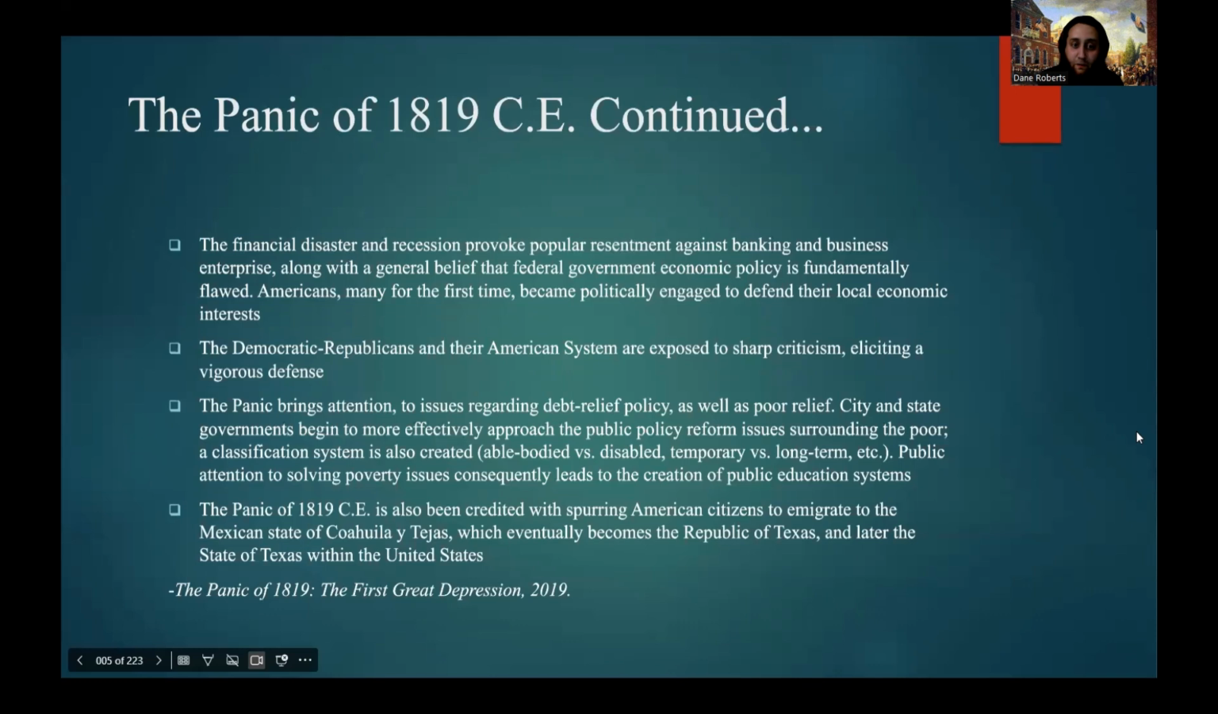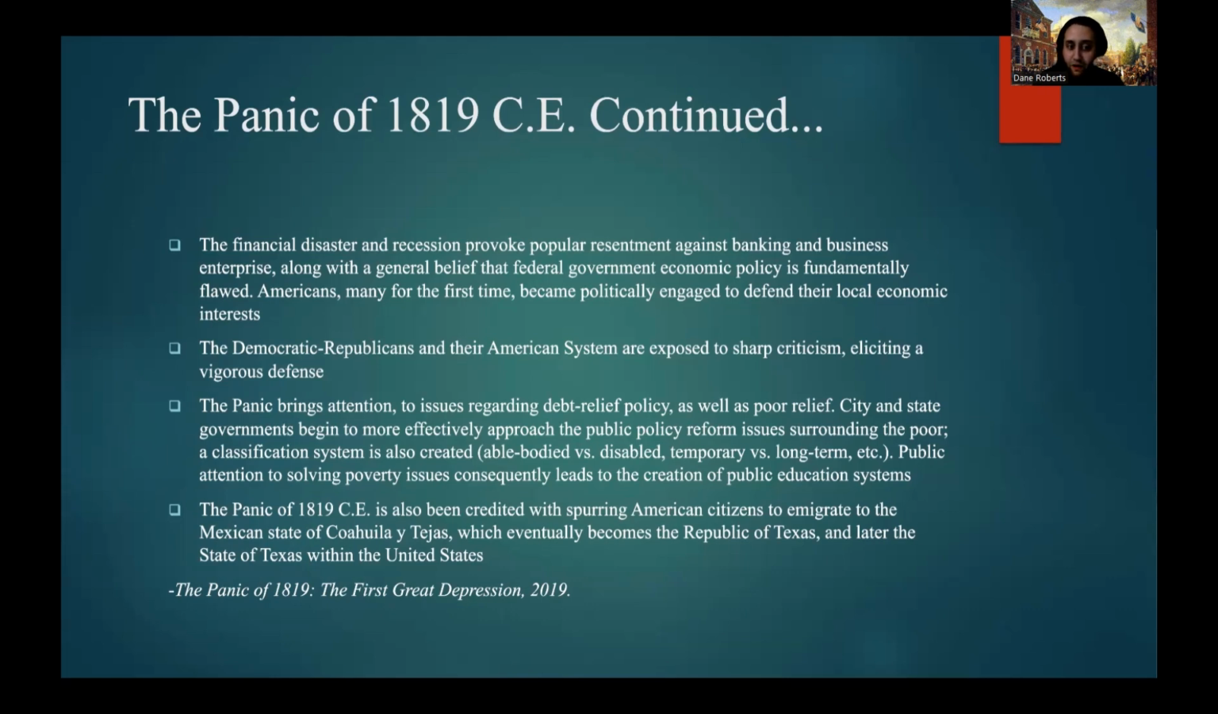The financial disaster and recession would provoke popular resentment against banking and business enterprises, along with a general belief that the federal government economic policy was fundamentally flawed. Americans, many for the first time, would become politically engaged to defend their local economic interests. The Democratic Republicans, at the time the only party in the nation, and their American system would be exposed to sharp criticism, eliciting vigorous defense from the Democratic Republicans.